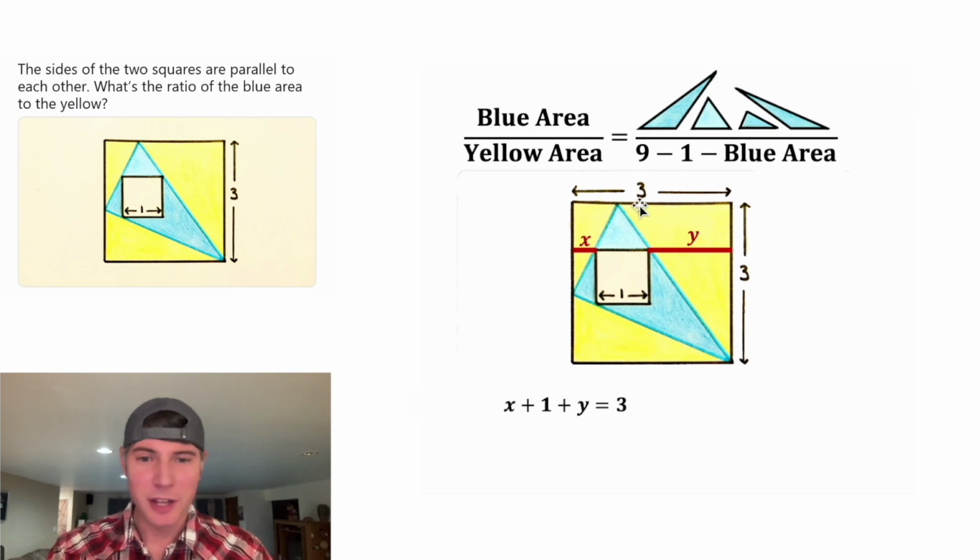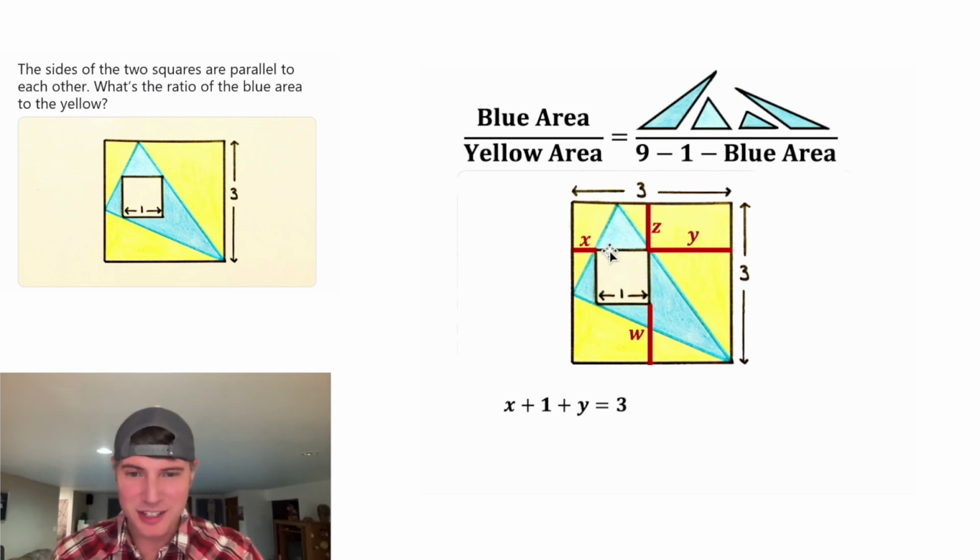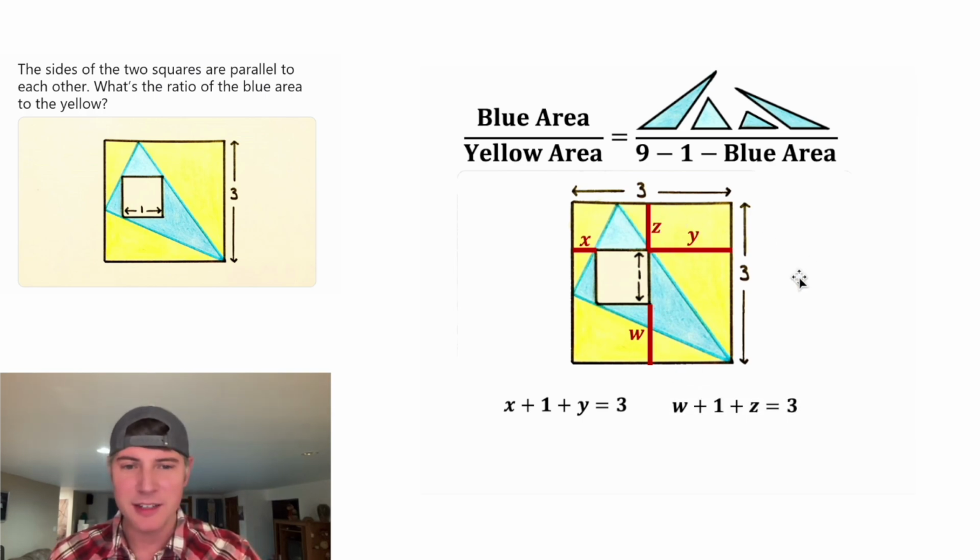Let's do the same thing for the height. Let's draw a red line here and a red line here. Let's call this one Z and this one W. And then once again, this is a square, so the side is going to be equal to the base, which is 1. Now we can say W plus 1 plus Z is equal to 3.